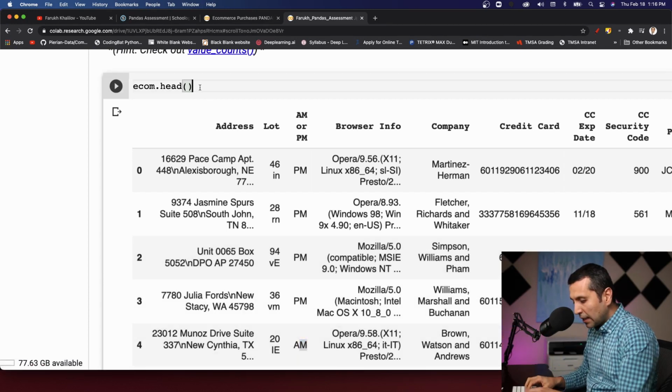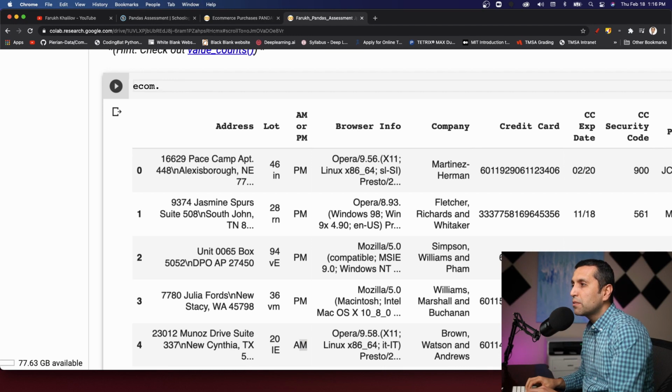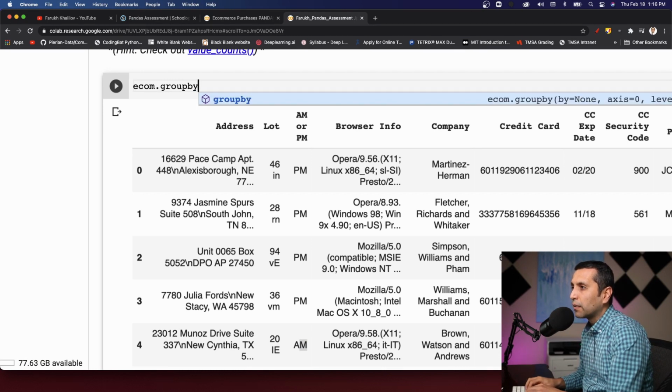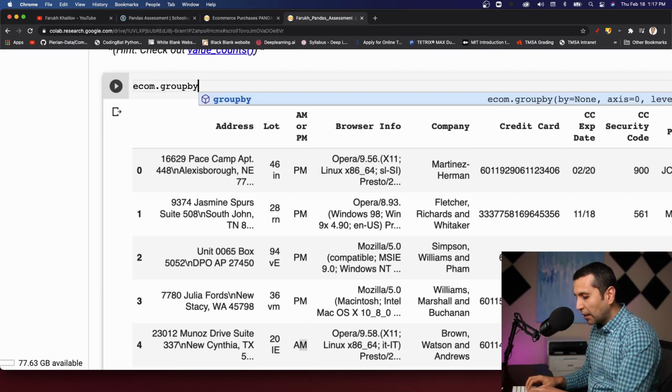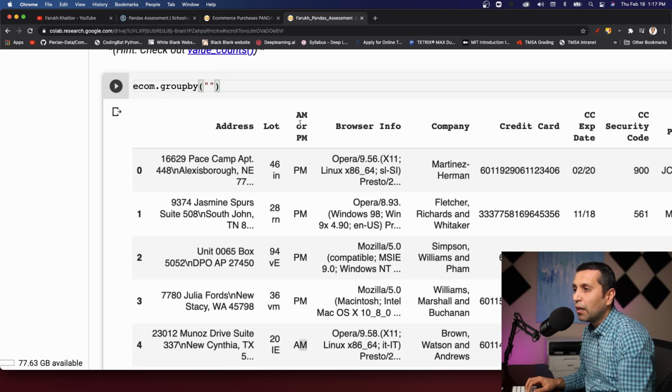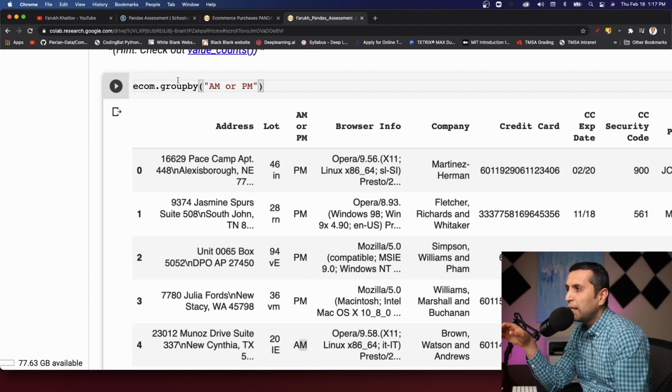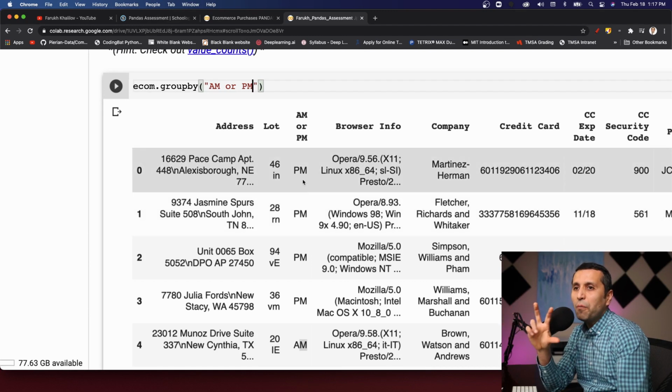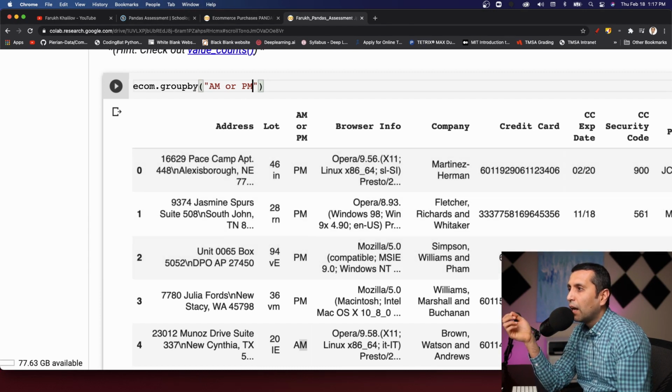Okay, so what I can do is use the function which says group by. It is going to analyze all of them for me. I need to open the parentheses and specify what I need to group. I will say AM or PM. Basically, it will go inside and check how many different inputs we have. Let me just run it.